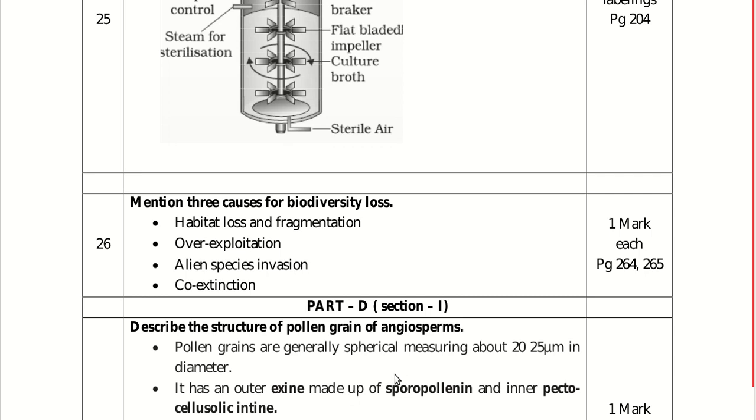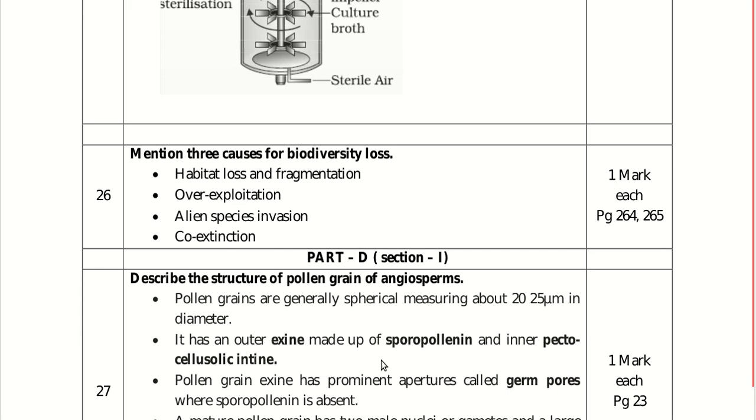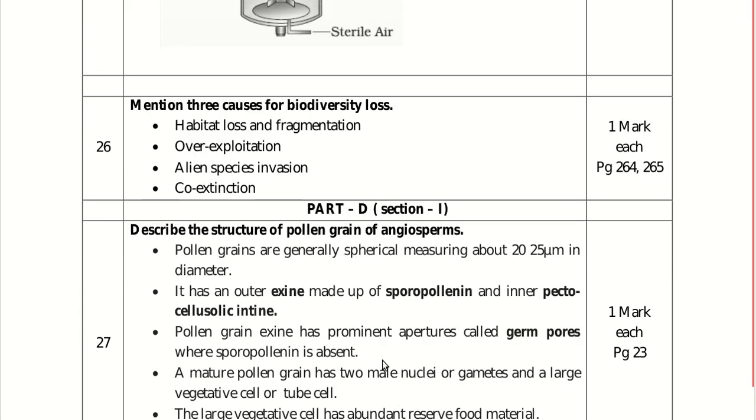Part A consists of 2 sections, section 1 and section 2. The section 1, the first question, that is the 27th one, is describe the pollen grain of angiosperms. Pollen grains are spherical structures. They measure about 20 to 25 micrometer in diameter. So they have 2 walls, an outer exine made up of sporopollenin and inner intine, which is pectocellulosic in nature. The pollen grain exine has prominent apertures or openings called germ pores, where sporopollenin is absent. Through these germ pores, the pollen tube is produced.